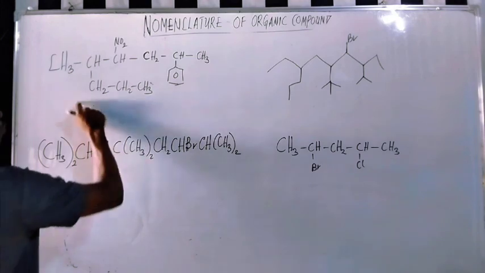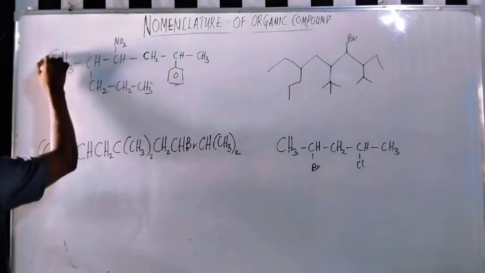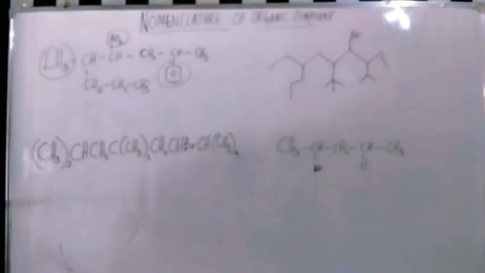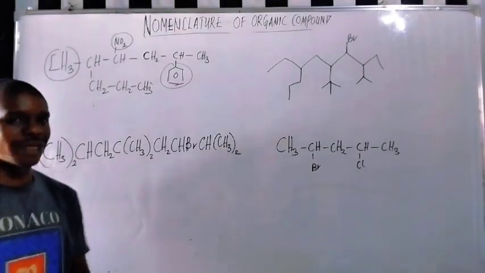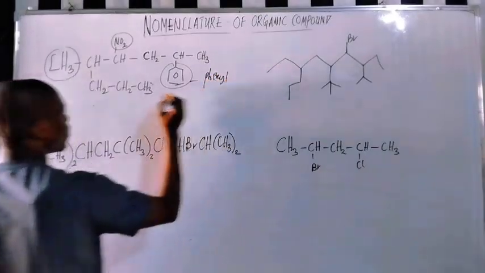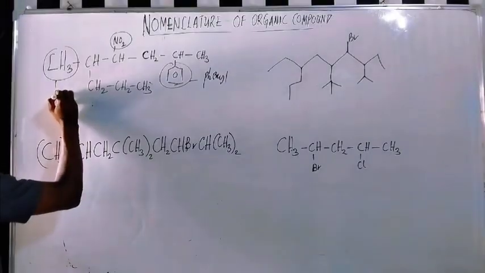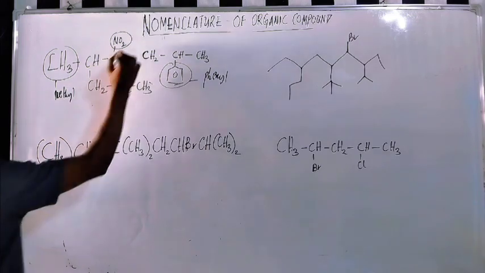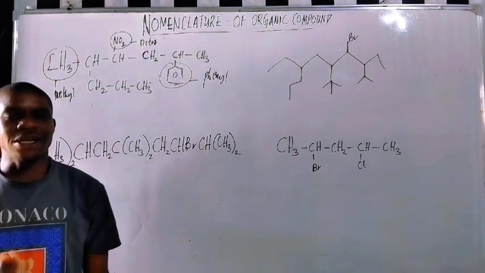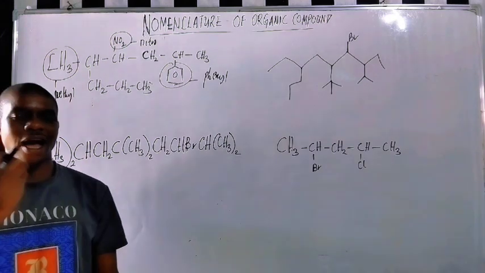So if you stay from here to here, you have this and this as the substituents. So we have 3 substituents. Here we have what is called phenyl. Here we have what we call methyl, and here we have nitro.